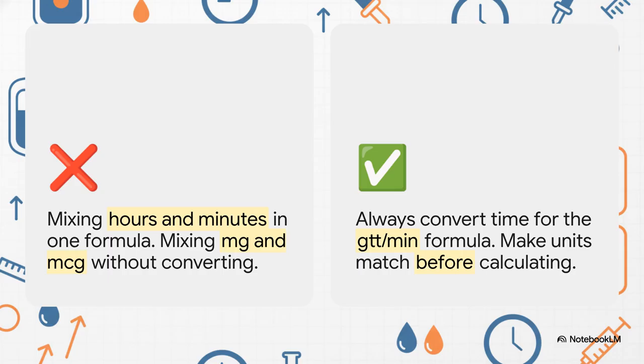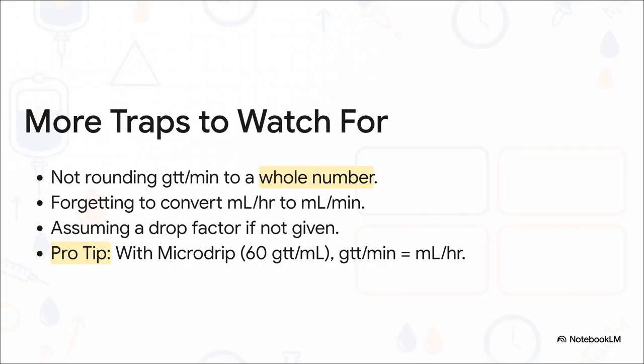They'll try to use hours in the drops per minute formula, or they'll forget to convert milligrams to micrograms like we just did. So here's the key takeaway. Always, always double check that your units match before you start calculating. And here are a few more quick things to watch out for. Forgetting a conversion, not rounding drops correctly, or just guessing a drop factor if it's not given, don't do that.